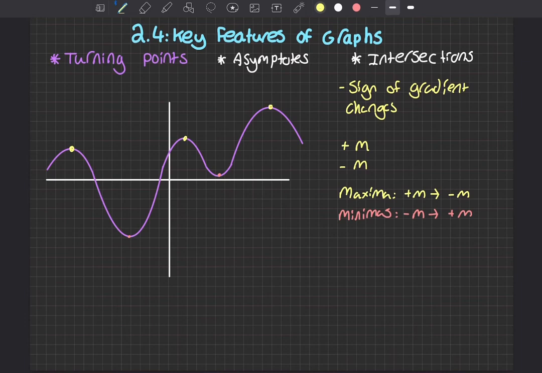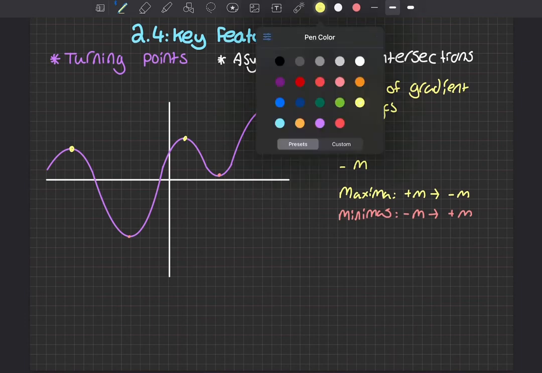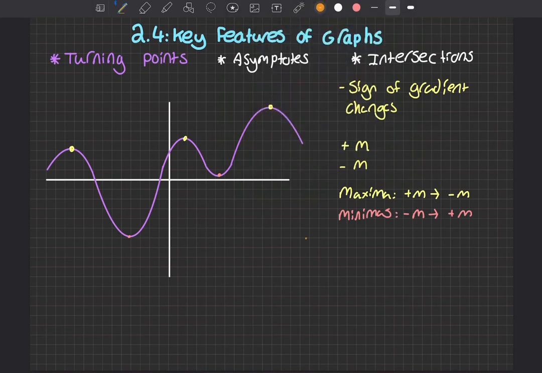And then there's two types of maximas and minimas. There is a local and there is a global. And what does that mean? Well, a local minima or a local maxima is a maxima which is the turning point or the highest point or lowest point in its specific region.